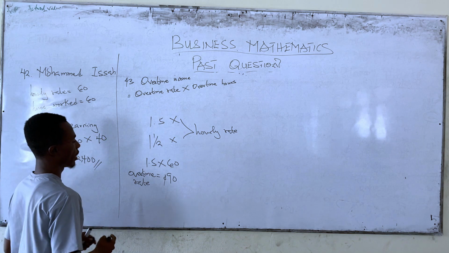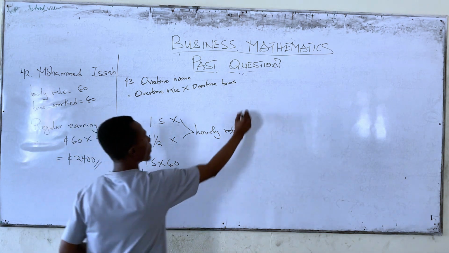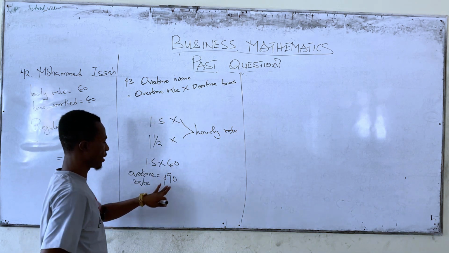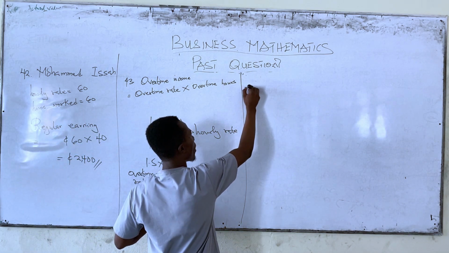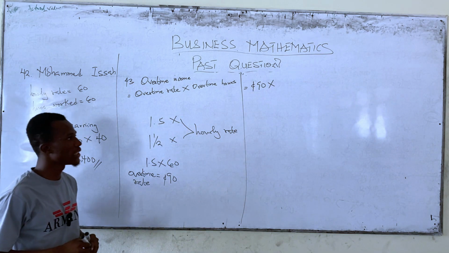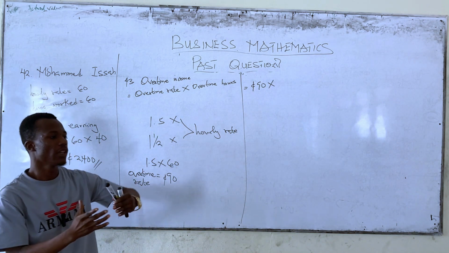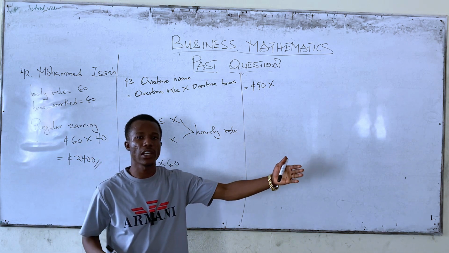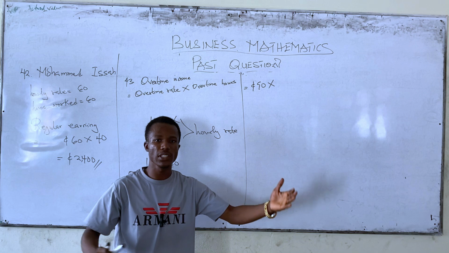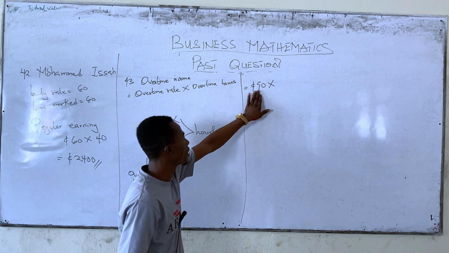How do we get the income? We get the income by saying overtime rate, which is the 90 that we are paying Mohammed, times the number of hours, because this 90 is per hour. So if he has 10 overtime hours, we multiply the 90 by 10. If he is having 20, you multiply it by 20, because this is per hour.